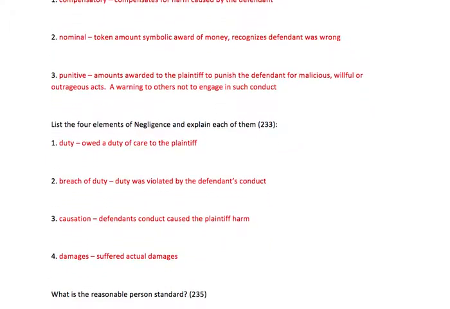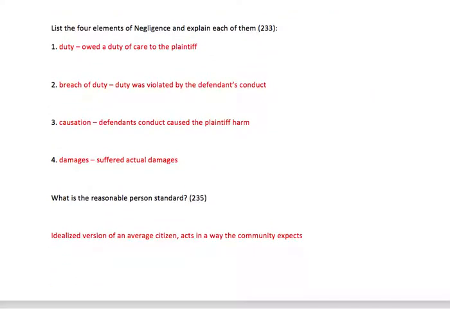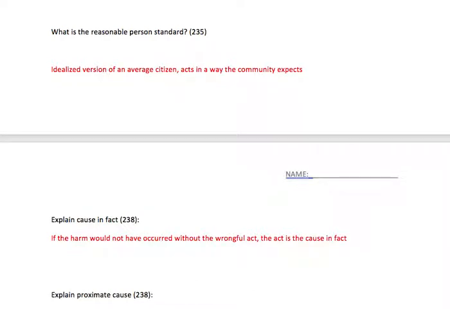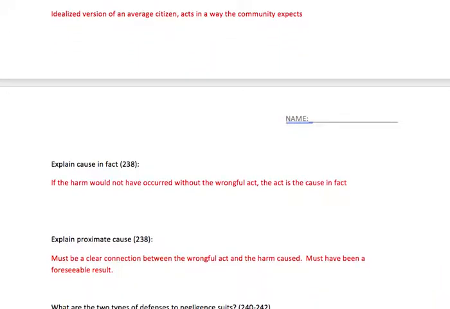The four elements of negligence: duty, breach of duty, causation, damages. Again, your duty, you owe something, a duty of care to the plaintiff, and if that is violated, then it's a breach of duty. Causation, there's some type of harm done, and then there's damages, so you want to be compensated for those damages. There's actual damages that occurred from the harm. What is the reasonable person standard? This is what the courts and individuals use. It's that average person, that person that acts the way the community expects you to act.